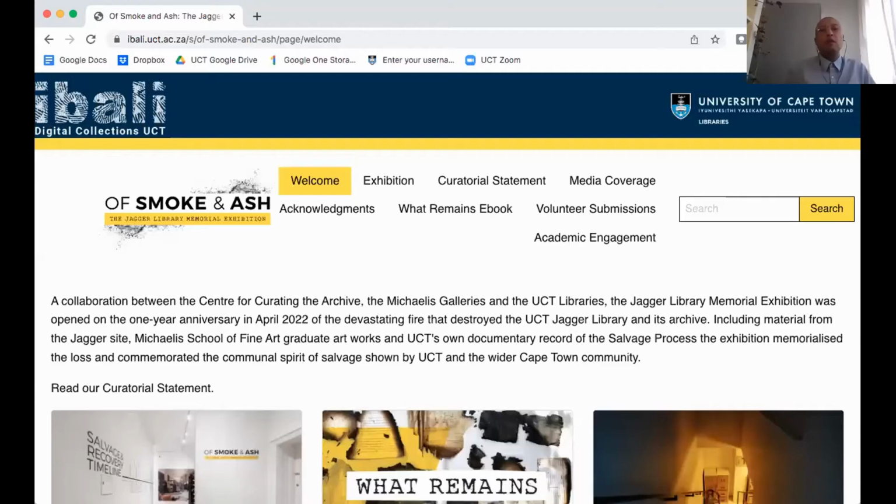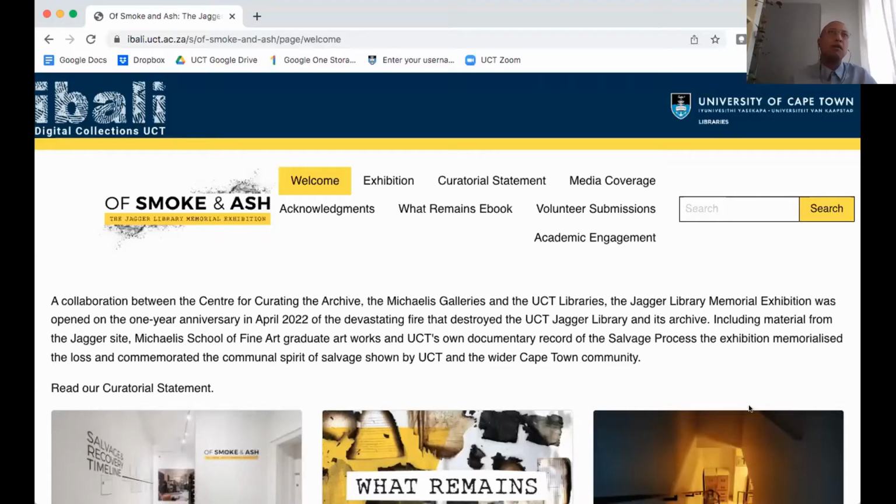I'll share the page for the exhibition that I co-curated with the Michaelis Galleries curator Jade Nair, as well as with our curatorial assistant Sophie Cope. On the 18th of April 2021, a devastating fire struck the University of Cape Town and ignited the archives and building of UCT Libraries, specifically the Jagger Library, which is home to some of the most important print collections in African studies for our university and for South Africa as well.